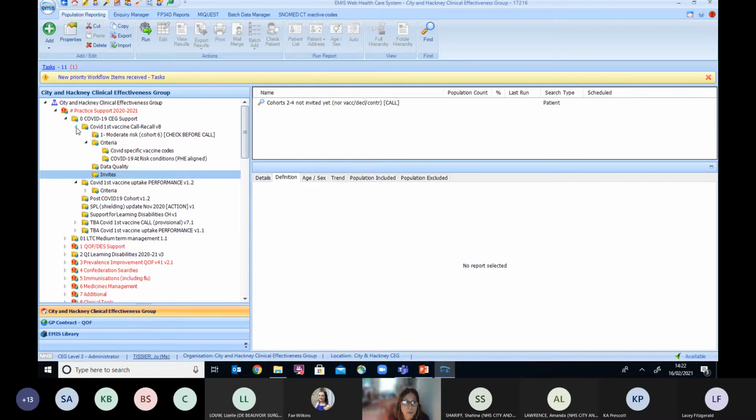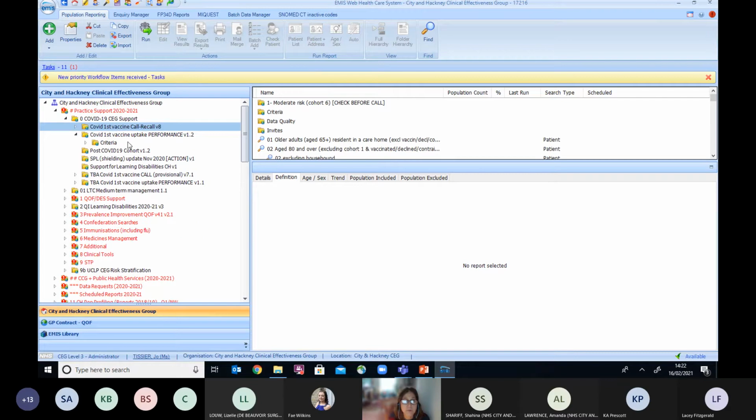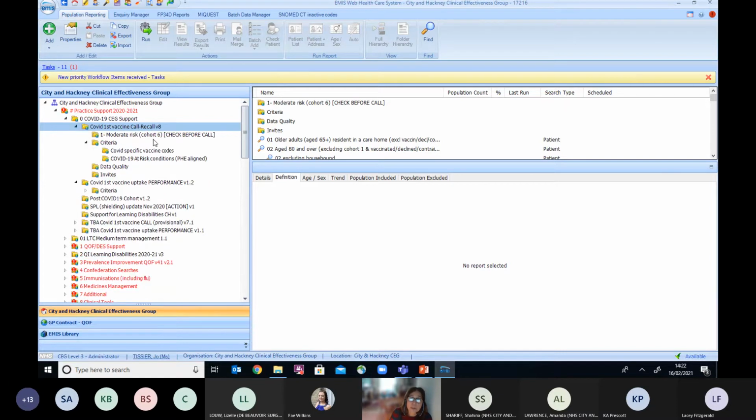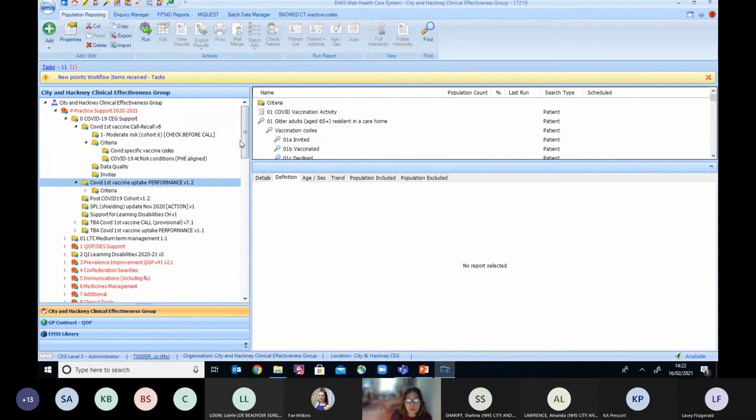What practices have also raised as an issue is that they have been sent some data which has come from the performance dashboard that CEG have been producing. They've looked at that, and they've also looked at their call and recall searches, and they've said they're not looking the same. This is because, as I said, the call recall searches are excluding people who have had the vaccination. If you wanted to have a little look at what we're reporting in the dashboard, there's this folder called COVID First Vaccination Uptake Performance Searches.